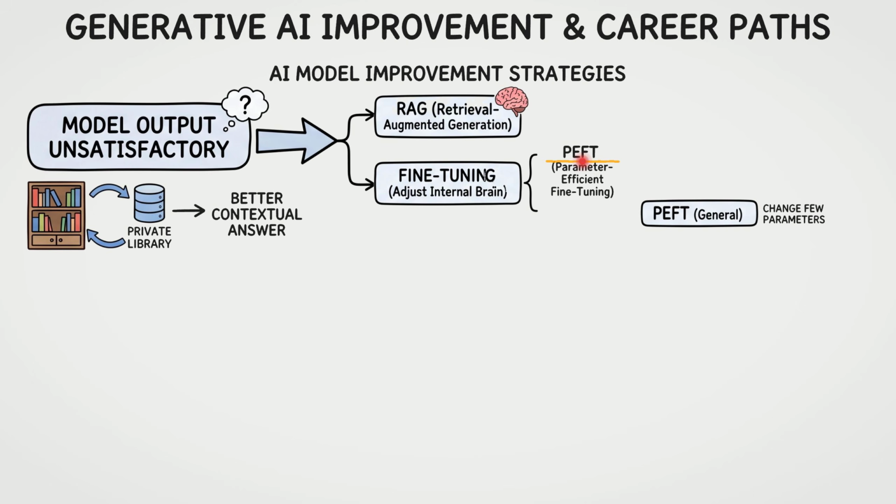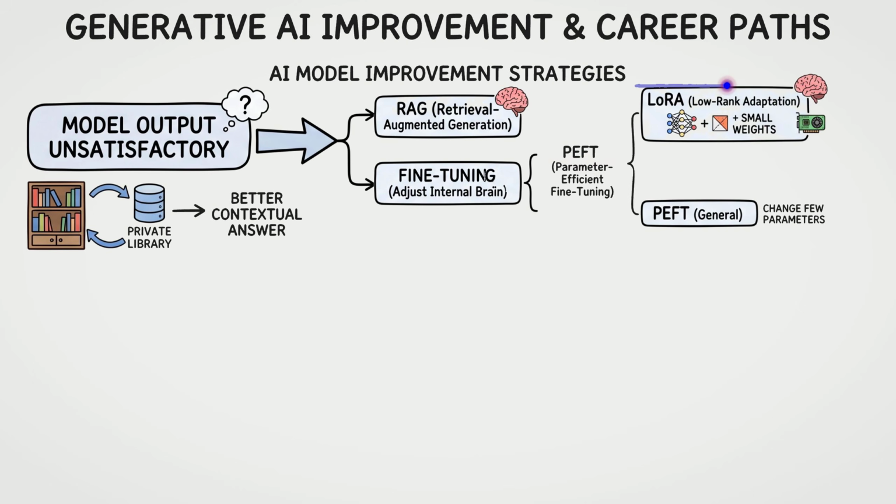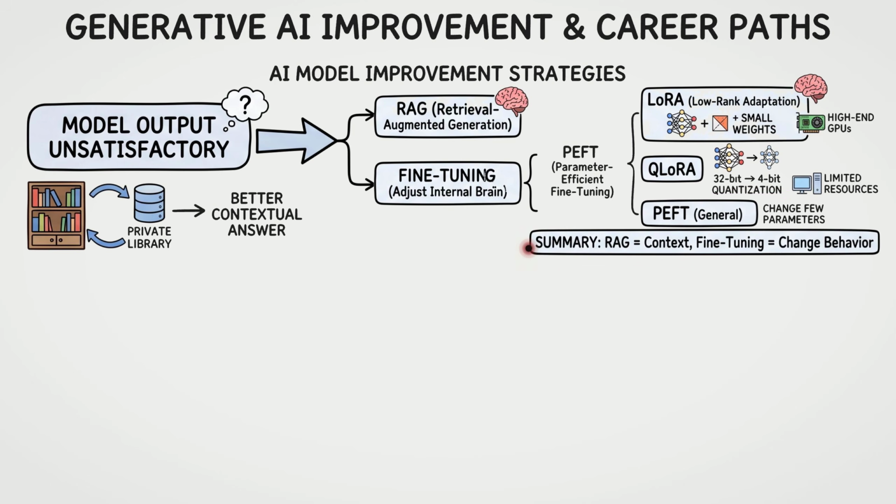Under PEFT, we have two primary methods. First is LoRA or low rank adaptation. This is lightweight because it just adds a small set of weights rather than changing the whole model. However, it's typically best if you have access to high-end GPUs. If you're working with limited resources, you'll want to use QLoRA. This is a more efficient version that compresses the data through 32-bit to 4-bit quantization, allowing you to fine-tune even on smaller hardware setups. So to summarize the technical side, we use RAG to give the model better context and fine-tuning to actually change its behavior.